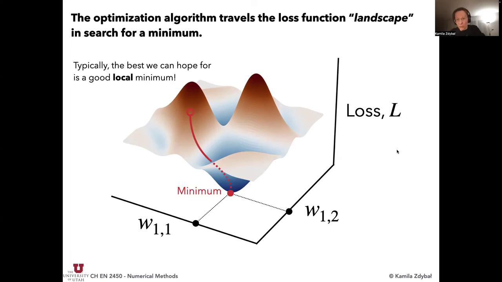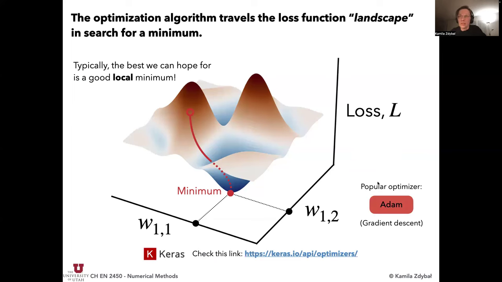And typically what we can hope for in training those neural networks is a good local minimum. We can never really hope for a global minimum, which sometimes causes a lot of problems in training neural networks because they can get stuck in a suboptimal local minimum. But you know, that's just the trade-off.